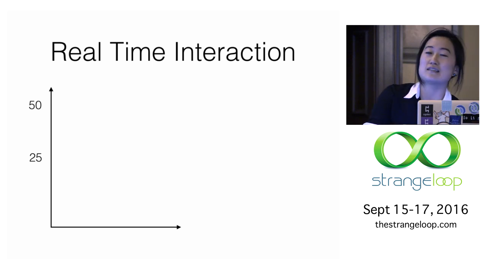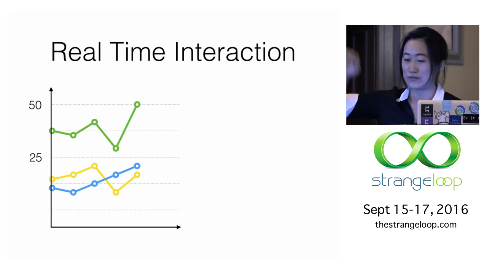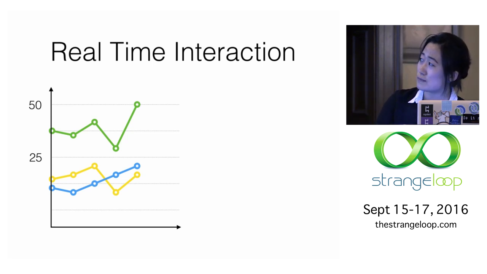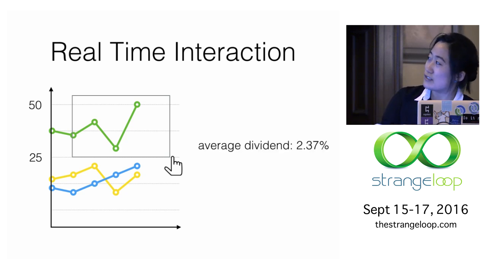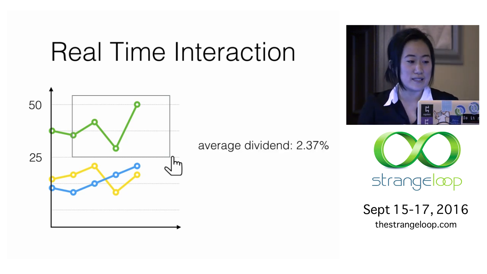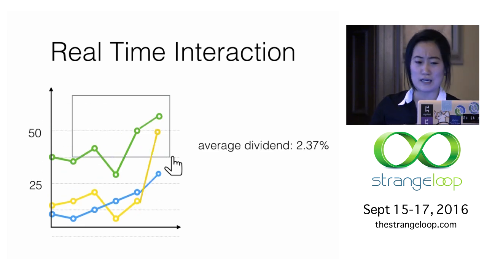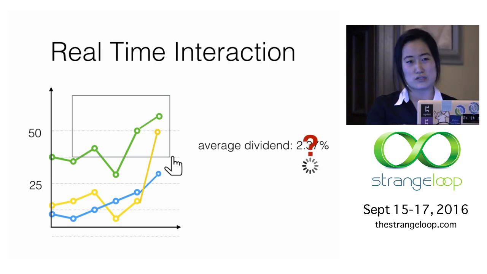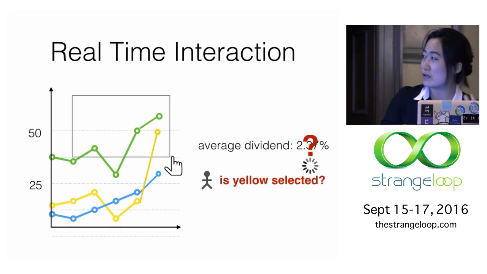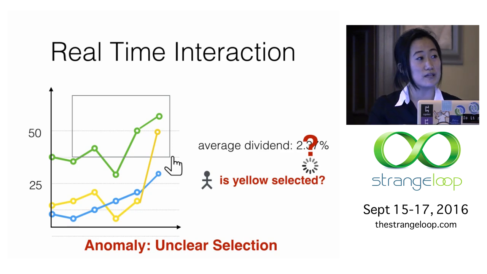But anyhow, let's take a look at this example where imagine you're a stock trader, and this is some ticks that's being updated over time. And you're interested in the region between 60 and 25, and you select this. And you see some average dividend that's calculated based on this tick. And immediately afterwards, there were some real-time data being updated. And it becomes slightly unclear what this new dividend is being computed as. Does it actually include the yellow region, or did it stick with the green one that we selected before? So this is an anomaly of unclear selection that's caused by real-time interactions.